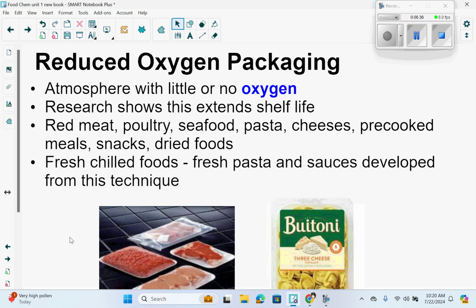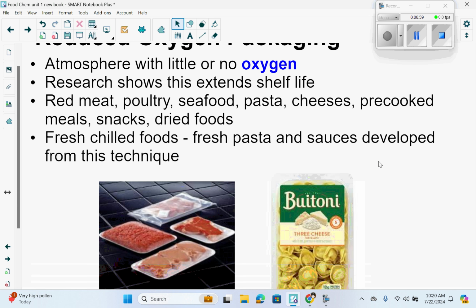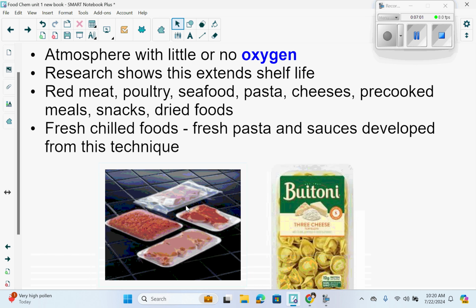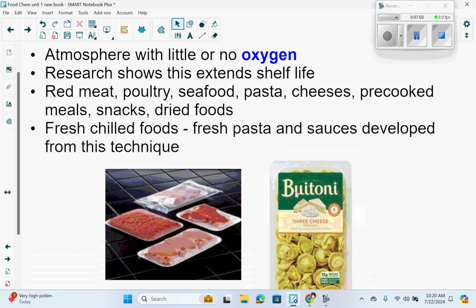Reduced oxygen packaging. This is an atmosphere with little or no oxygen, and research shows that this extends shelf life. So red meat, poultry, seafood, pasta, cheeses, pre-cooked meals, snacks, and dried foods can use this. Fresh chilled foods are now on the market. These are your fresh pastas and sauces that were developed from this technique. So this has been around for a while, the meat, but this is relatively new.